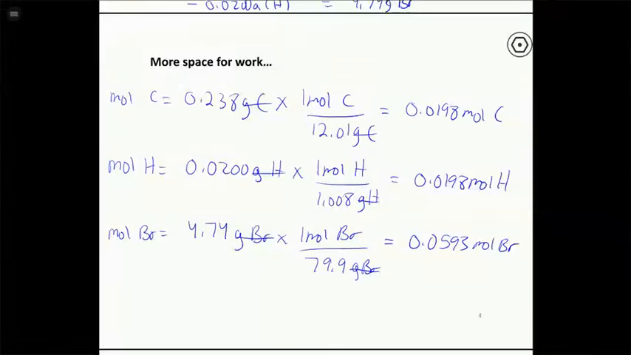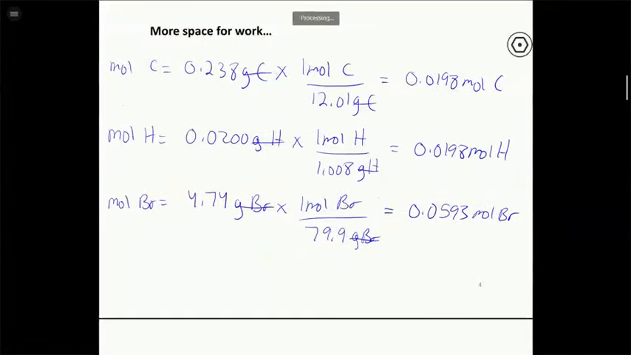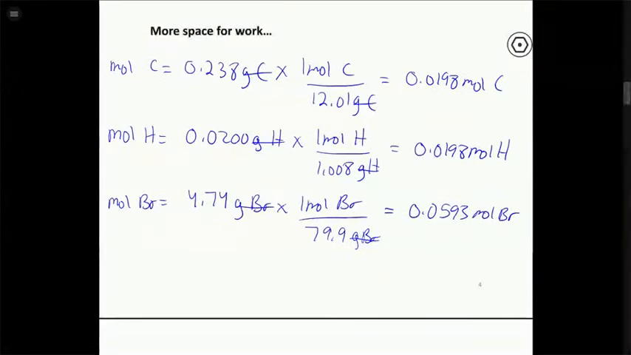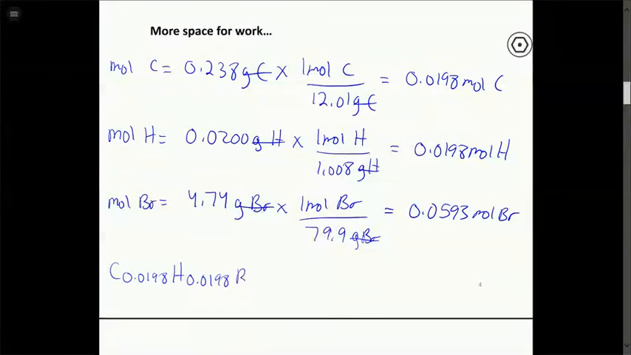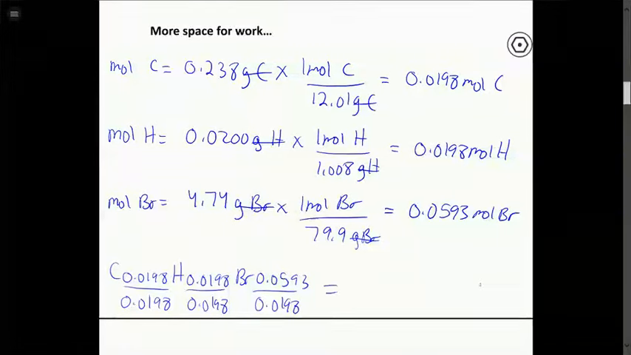Now we just have to find the lowest whole number ratio by dividing by the smallest one. So our empirical formula in non-standard form is C0.0198, H0.0198, Br0.0593. We divide each of those by the smallest, which is 0.0198. And this comes out to CHBr3.